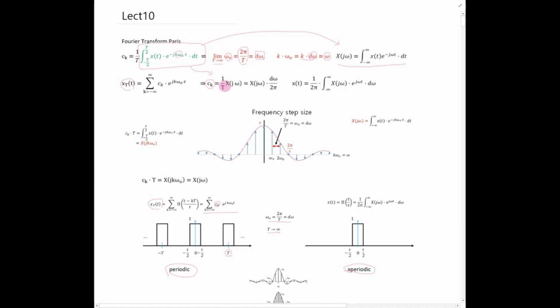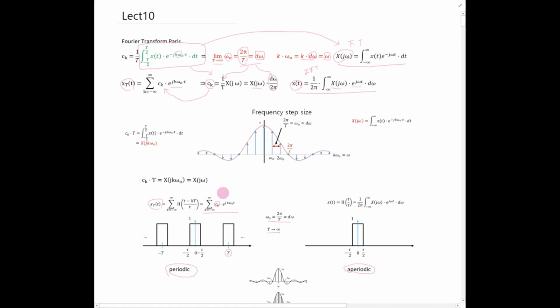So 1 over T can be replaced by d omega over 2 pi. Then when Ck is entered here, we find 1 over 2 pi is here, X(j omega) is given here, e to the j omega t is this one, and the d omega is this one, and the summation is replaced by the integration. So this one is the inverse Fourier transform. We call this one the Fourier transform, and this one the inverse Fourier transform. So the Fourier transform and inverse Fourier transform are closely related to the Fourier series coefficient.